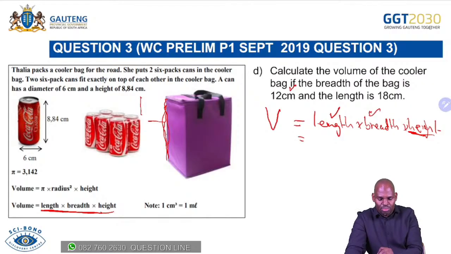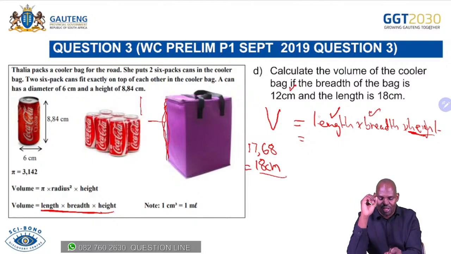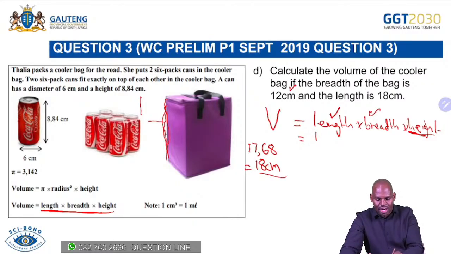Okay, so when we do the substitution, again, we have to make sure our length is in centimeters, correct? Our breadth is in centimeters, correct? And then our height, the one that we calculated in the previous question, which was 17.68 and it became 18. So it's also in centimeters. Remember, this is what I said, that before you do the substitution, just ensure that everything is in the same unit. So our length is 18, our breadth is 12, and then our height is 18.